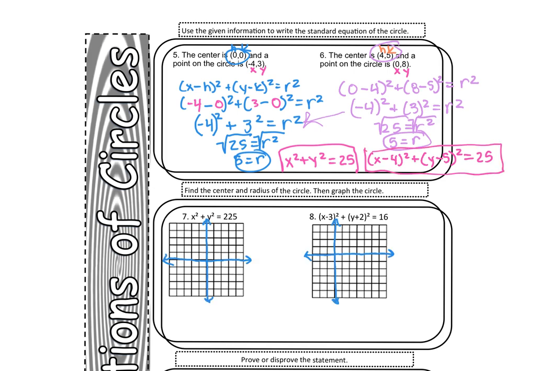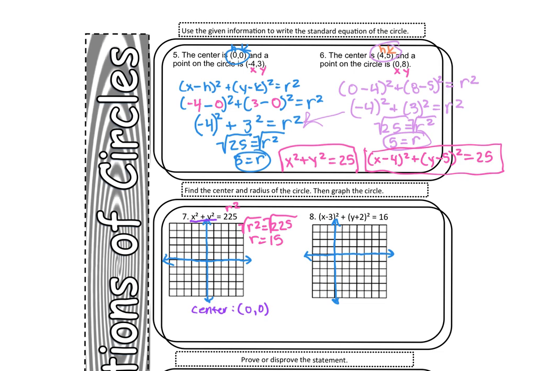Okay, we need to find the center and the radius of the circle so that we can graph it. So since we have x squared plus y squared on the left, we know that our center is at 0, 0. And then our radius comes from the right side of the equation. But remember, in our equation, it's r squared. So currently our r squared equals 225. So we need to take the square root of both sides to find that r equals 15. So we have a radius of 15.